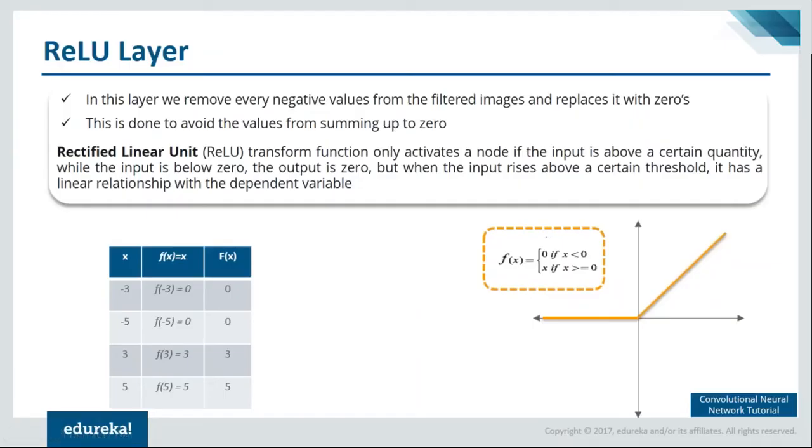So this is the ReLU layer, guys, and people who have gone through the previous tutorial actually know what it is. Let me just give you a quick introduction. ReLU is nothing but an activation function, all right? What I mean by that is it will only activate a node if the input is above a certain quantity. While the input is below 0, the output is also 0, and when the input rises above the threshold, it has a linear relationship with the dependent variable. Now I'll explain with an example.